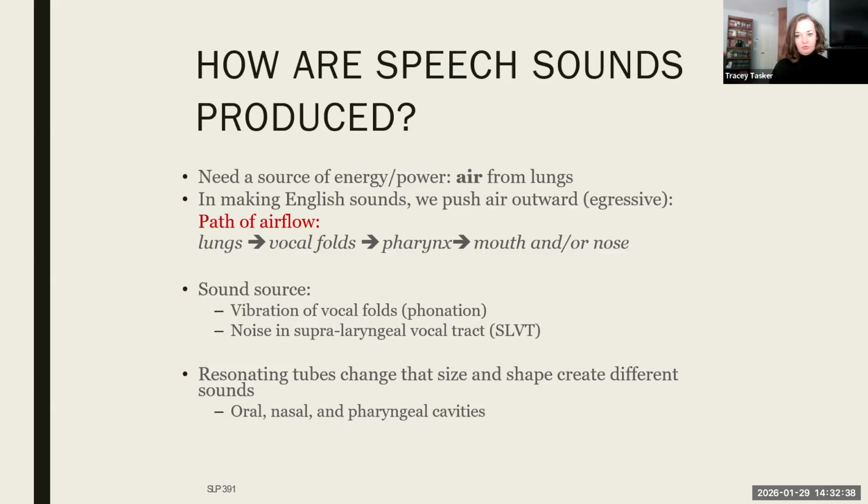Just to go through at a very high level what happens and how the airflow contributes to speech: it comes from our lungs. It goes to the vocal folds. The vocal folds are vibrating for some sounds, but not others. It comes up through the pharynx, which we're going to talk about. We're going to be talking about all these different parts in a minute. And then it comes either through our mouth or our nose.